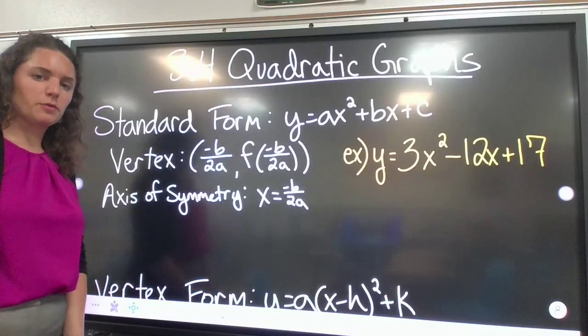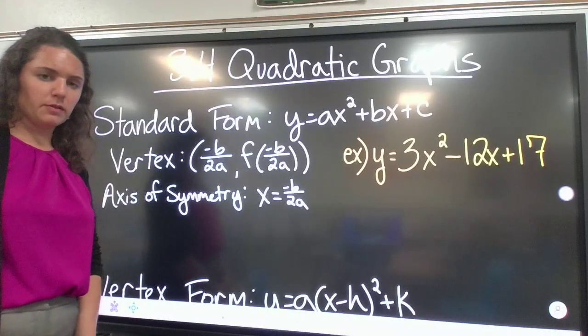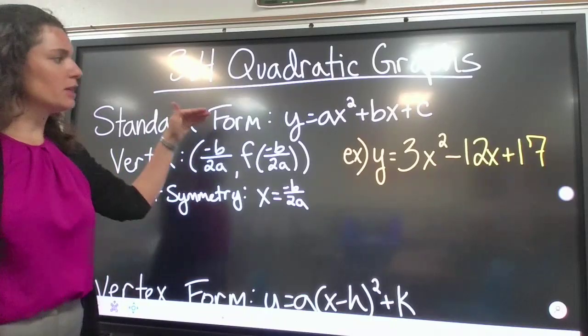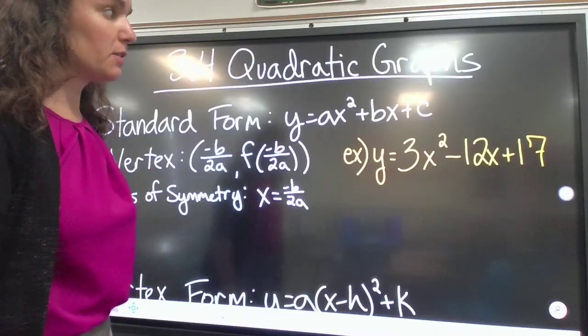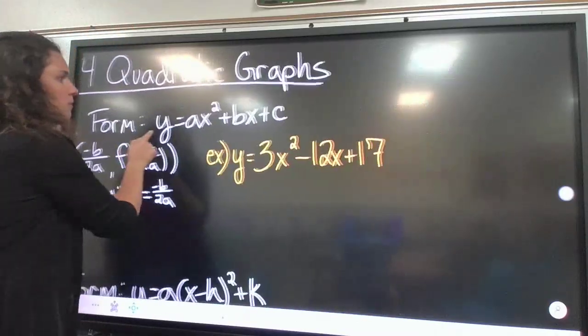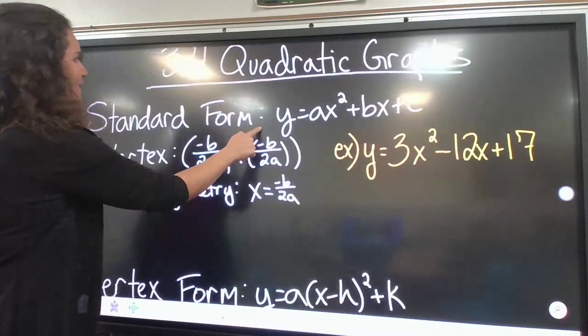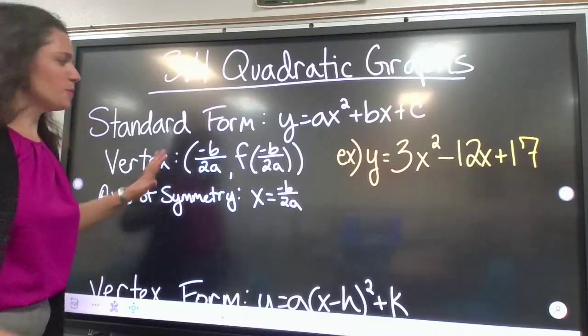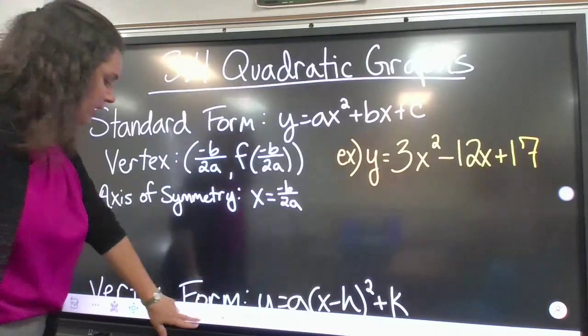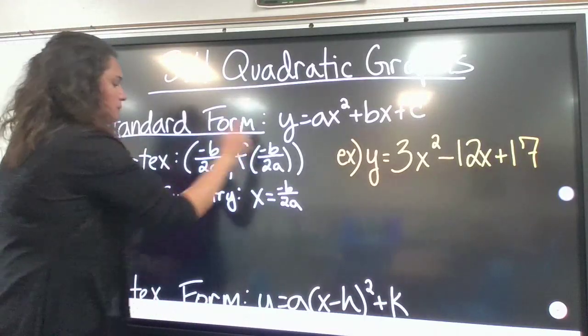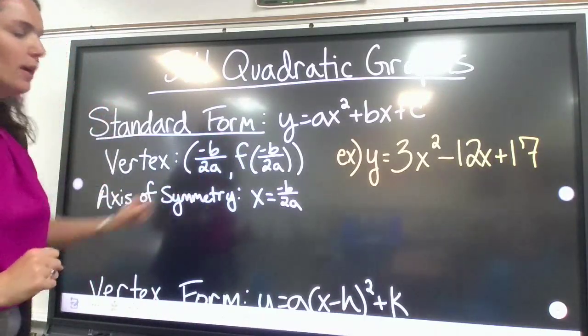Today we're doing 3.4 on quadratic graphs. For this one, we're given a standard form, which is y equals ax squared plus bx plus c, and we're given these two formulas. So for the vertex, we're going to have to do negative b over 2a.